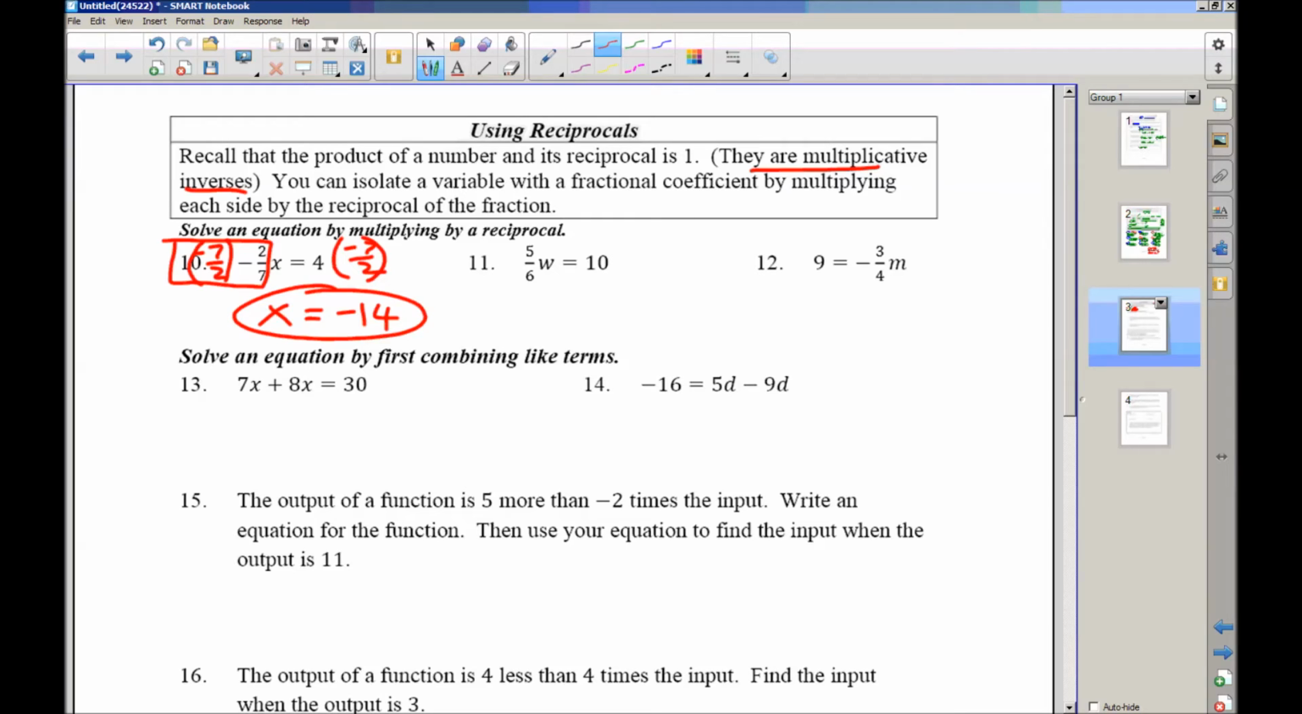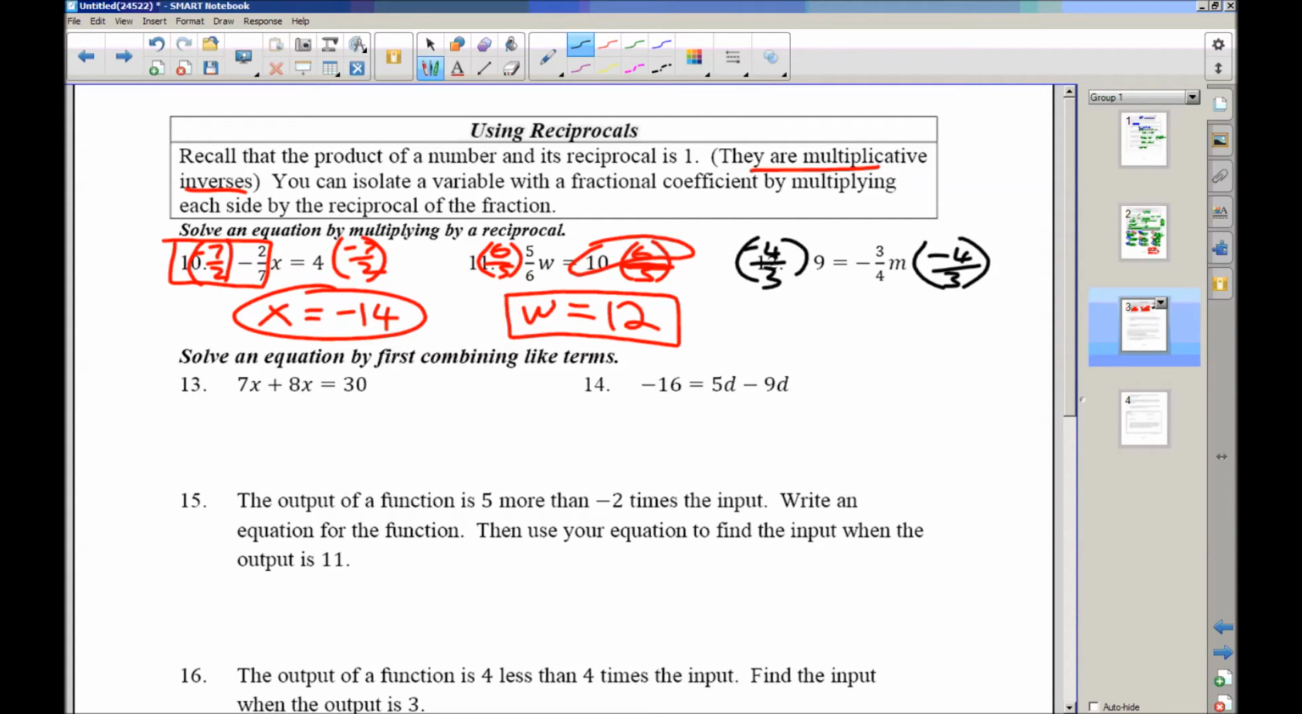Okay. Same thing in number 11. I'll multiply both sides by the reciprocal, 6 over 5, or the multiplicative inverse, whichever you want to call it. 60 divided by 5 is 12. Multiply the tops, the 10 and the 60, and then you divide by 5. Okay. And in our last one here, we're going to multiply both sides by the multiplicative inverse, negative 4/3. And we're going to get m over here. And on this side, 9 times negative 4 makes negative 36, divided by 3 makes negative 12.